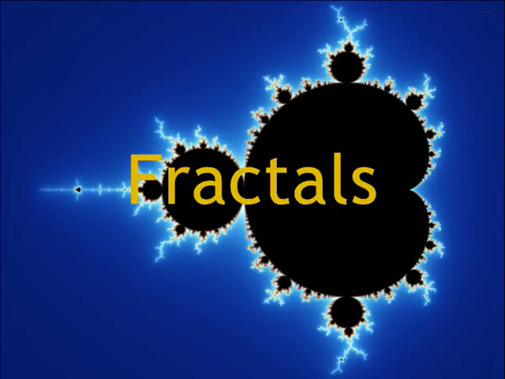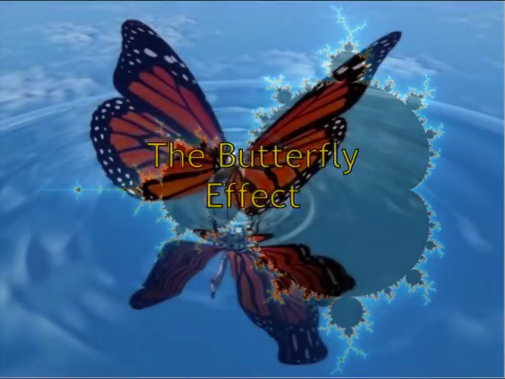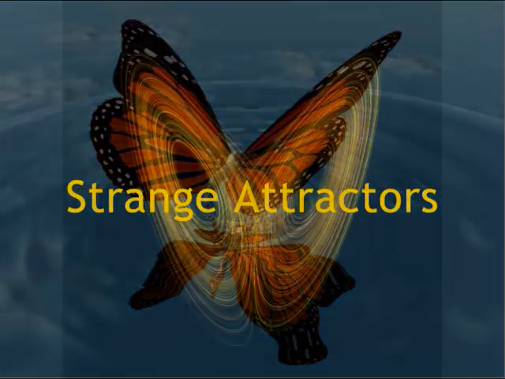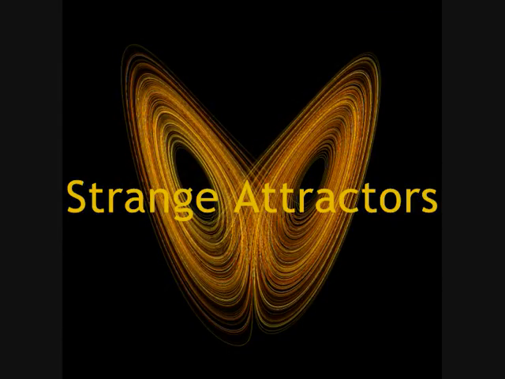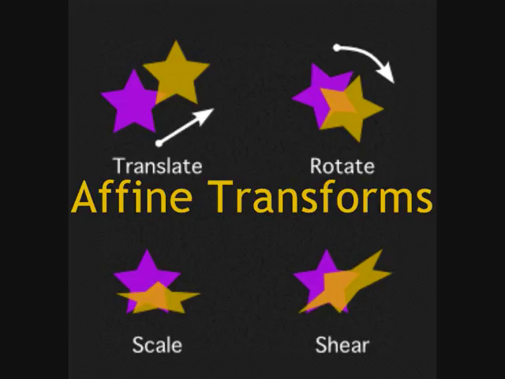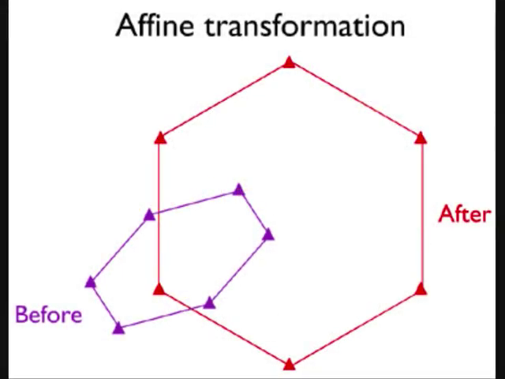Fractals, a term contracted from the words fraction and dimensional. Fractals explain why some systems in nature are self-similar, such as ferns. The butterfly effect and strange attractors. This type of mathematics gives us clues about the flow of water and the nature of weather systems. Affine transformations. The processes of reflection, rotation and scaling are seen to be operating in nature to generate biological forms.